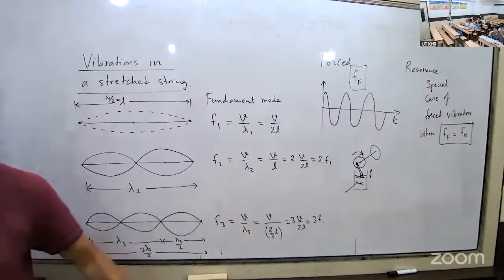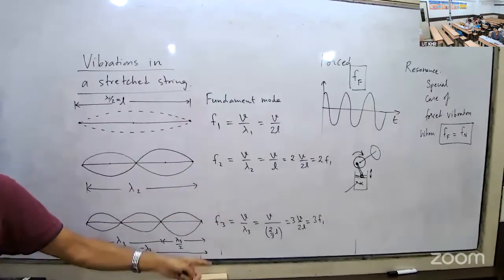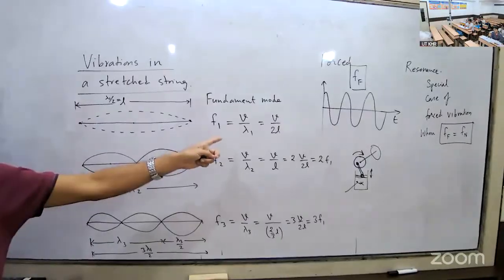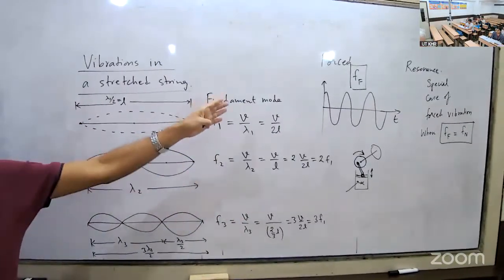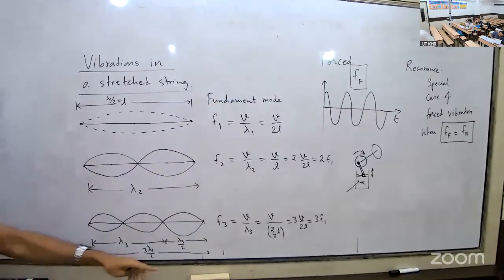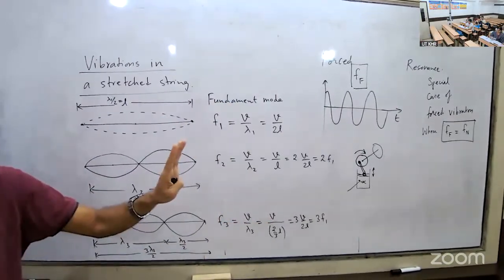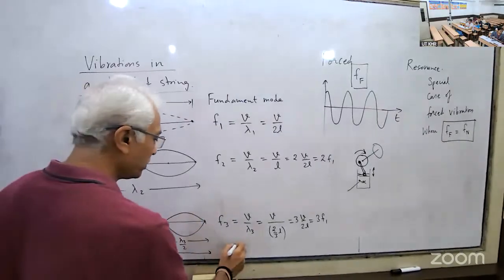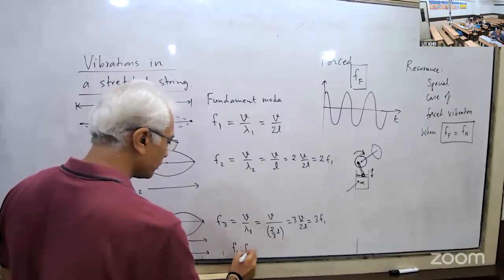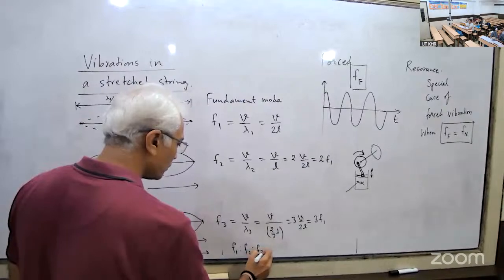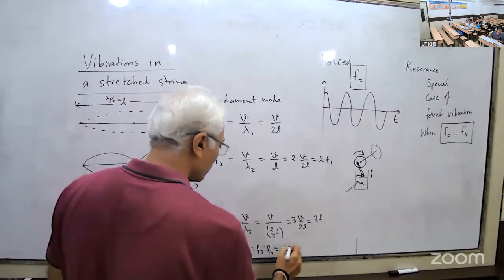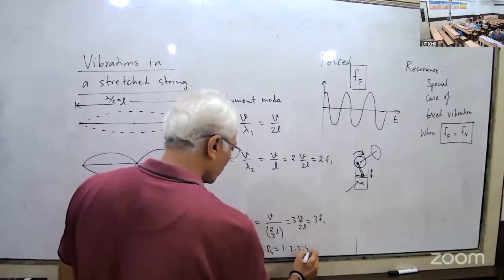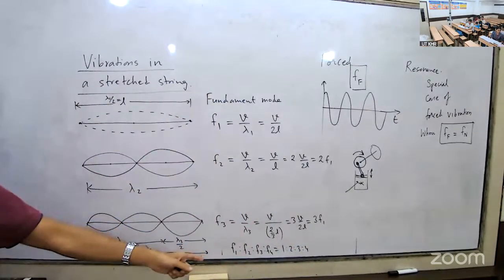So what is the multiple? You are getting all multiples of the fundamental frequency. Sound is different, but it is a multiple of the first frequency only. Now what will come next? 4 times F1. So the ratio of frequencies, you are getting this ratio.